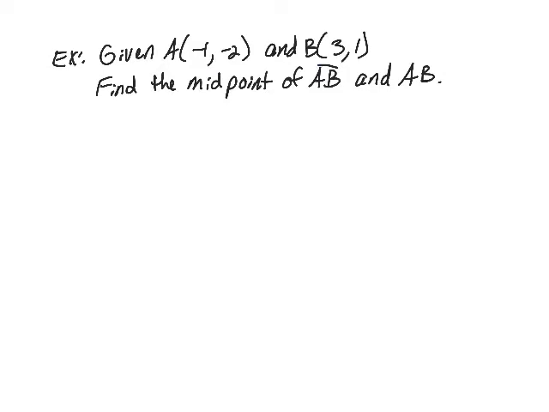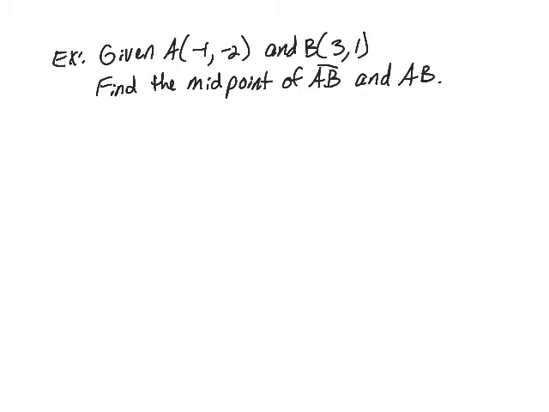Okay, next example. It says, given A is (-1, -2) and B is (3, 1), find the midpoint of segment AB with the symbols, and then it just says AB. So again, we use a lot of symbols in geometry to be more concise when we write things. Because I have two letters without any symbol on top, that immediately tells me I'm trying to find the length, the measure of segment AB, which would be the distance formula.